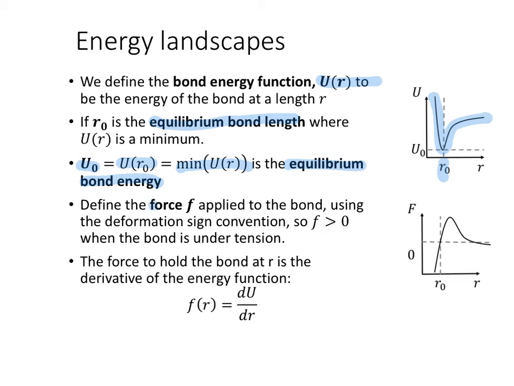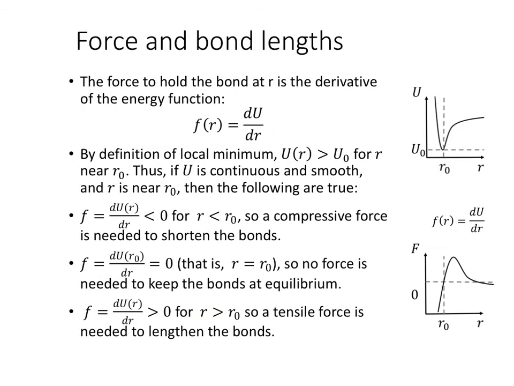We define the force F applied to the bond using the deformation sign convention, so the force is greater than 0 when the bond is under tension. We see that the force to hold the bond at length r is the derivative then of the energy function, and we show that in this plot here. So we saw that the force to hold the bond at a length r is the derivative of the energy function. And now let's look at a few more things.